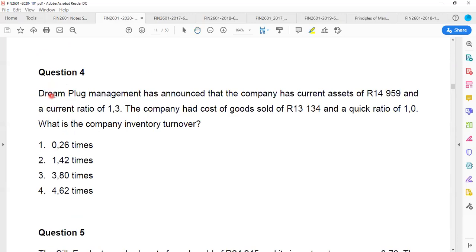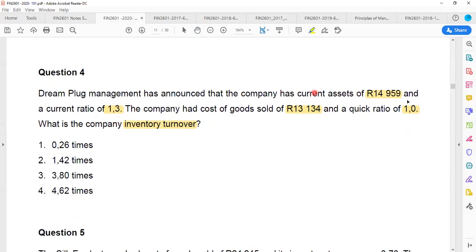And we've been told Dream Plug Management has announced that the company has current assets of 14,959 and a current ratio of 1.3. The company had cost of goods sold of 13,134 and a quick ratio of 1. What is the company's inventory turnover?